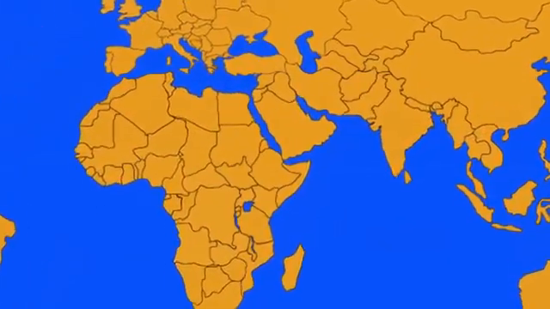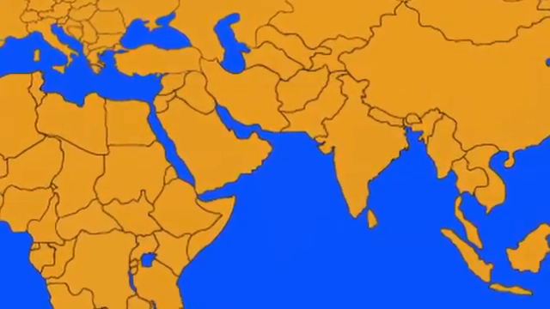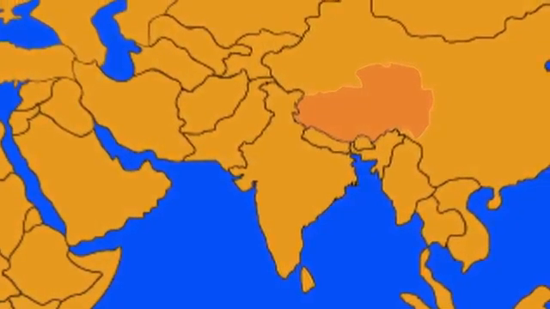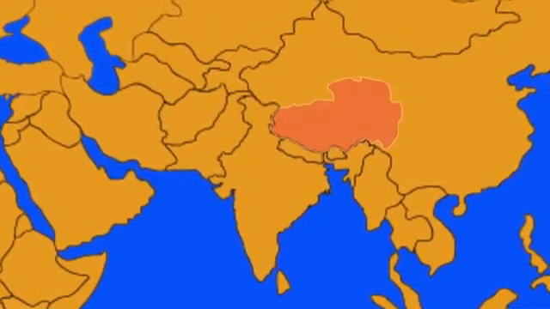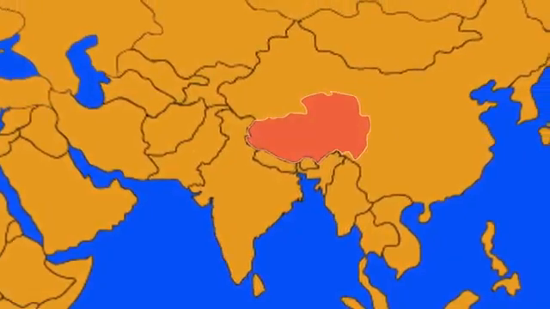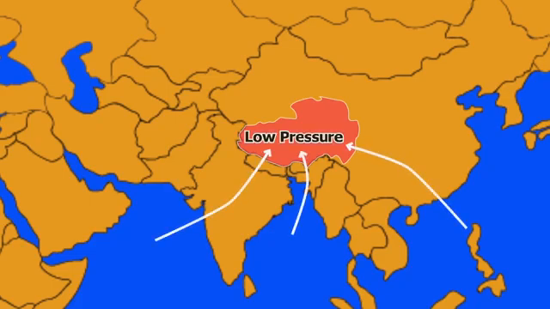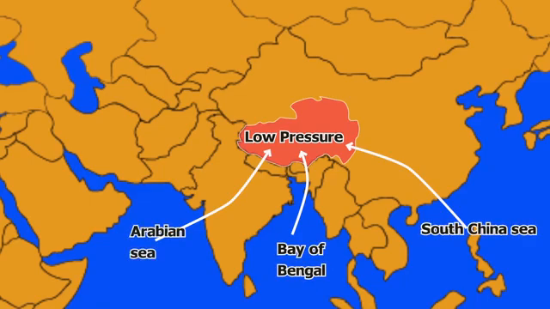Another important factor instrumental in the development of monsoon winds is the intense heating of the Tibetan plateau. So in summer, the Tibetan plateau gets intensely heated. The air across the plateau rises, creating a zone of low pressure that sucks in moist air from the Bay of Bengal and the South China and Arabian Sea, bringing rain to most of Asia.